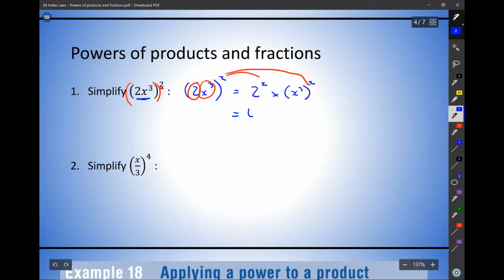So now we can simplify this. Remember, we just revised this. So this is going to end up being 4x to the power of 6.